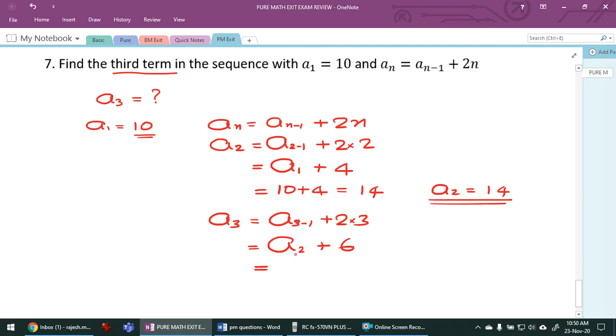Now what is the value of a2? a2 we already have, 14. So 14 plus 6 equal to 20. So what is a3? The third term, 20. Third term means a3 and a3 is 20. So this is the answer.